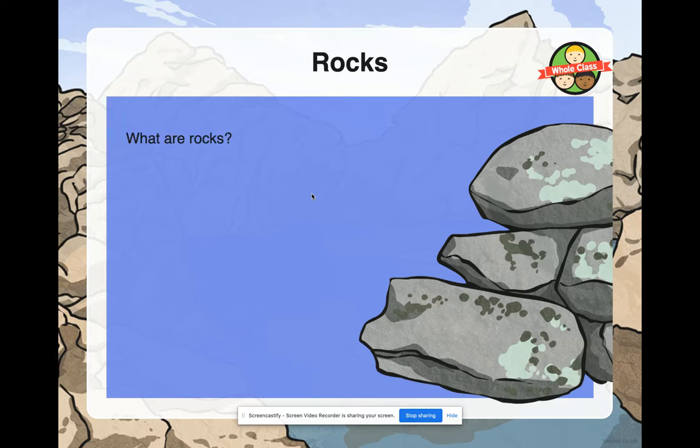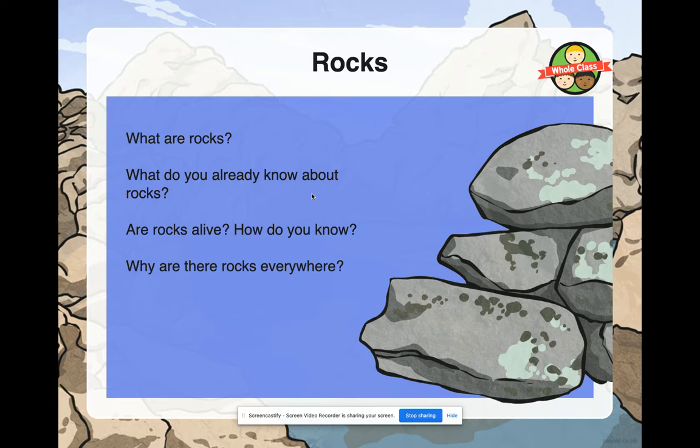So, rocks. What are rocks? And what do you already know about rocks? Are rocks alive? And if they are, how do you know? And why are there rocks everywhere? And how do rocks form?